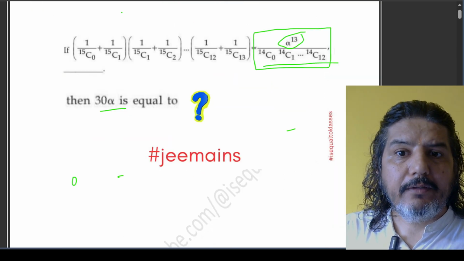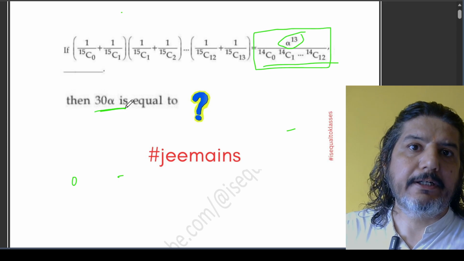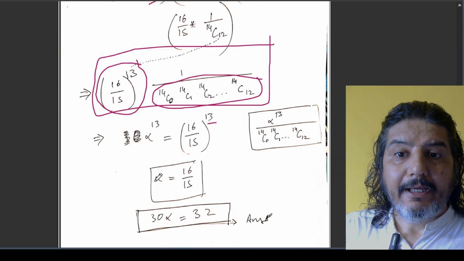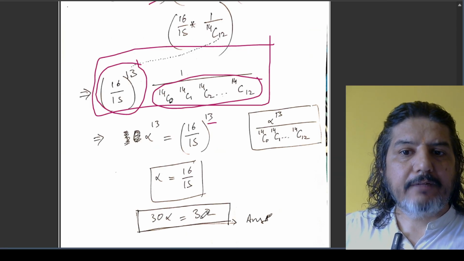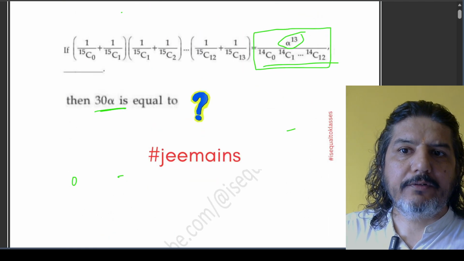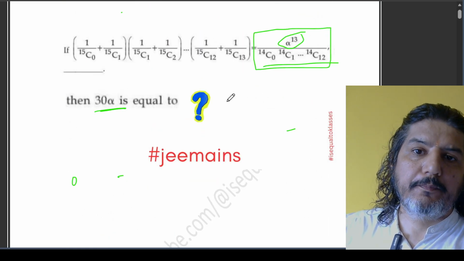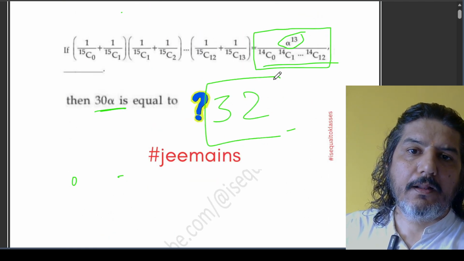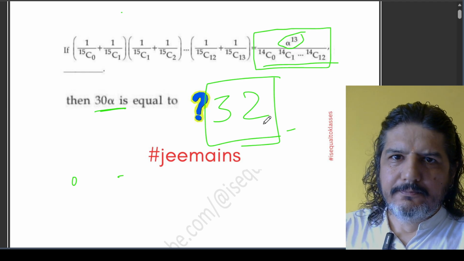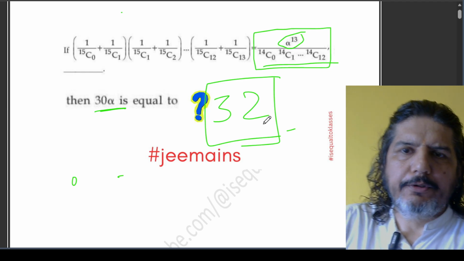But what are we being asked? We are being asked 30 alpha. So if alpha is equal to 16 upon 15, then 30 alpha would be 32. So our final answer would be 32. I hope you enjoyed doing this question.